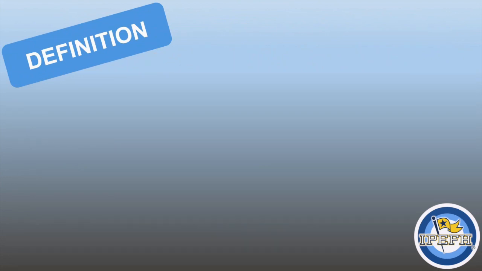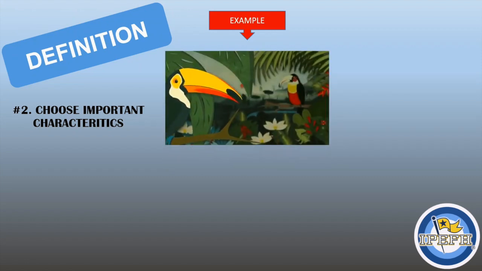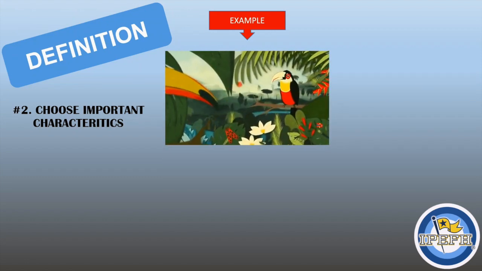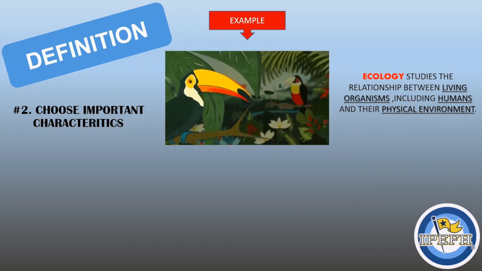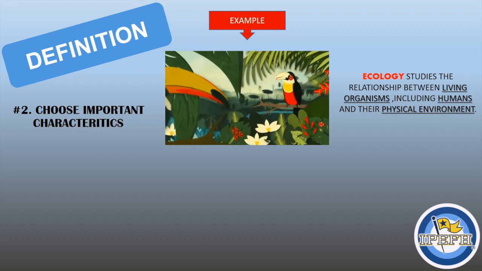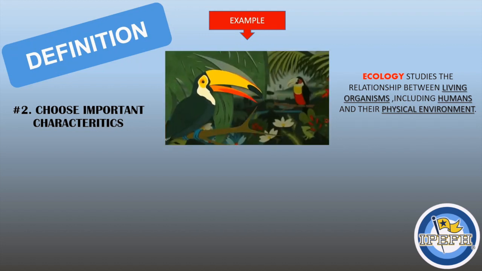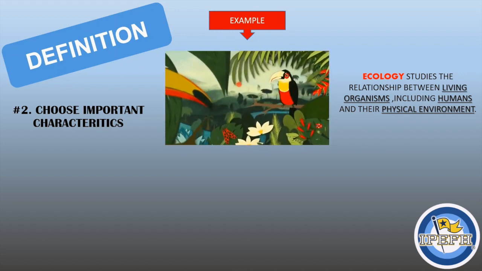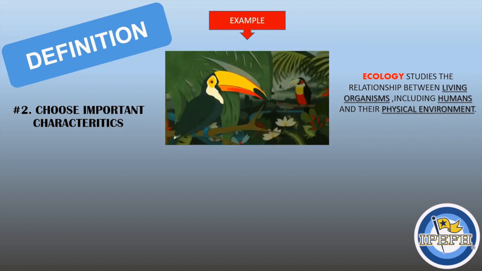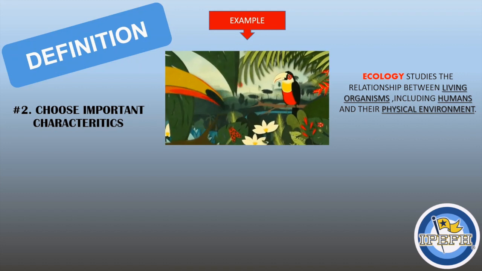Step number 2, choose important characteristics. Example, you can define a word like ecology. Ecology studies the relationship between living organisms, including humans, and their physical environment. In this definition, I'm giving characteristics like living organisms, including humans, and physical environment. Those are the qualities that define ecology.